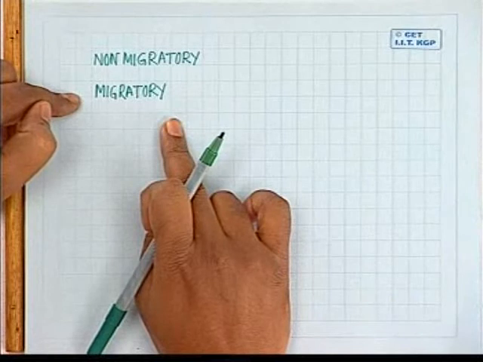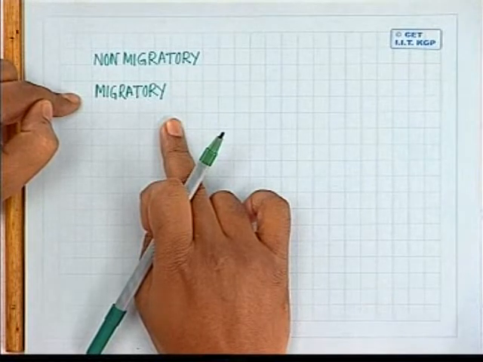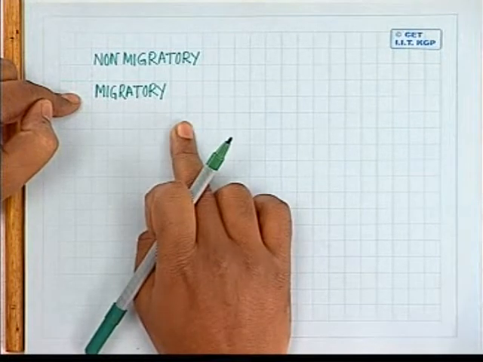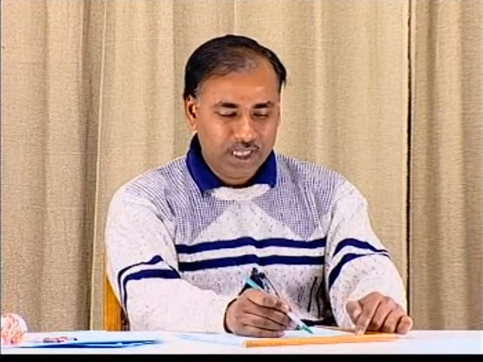In case of migratory, we can shift or migrate a process from one processor to another processor. So you can say that the non-migratory approach is static, whereas the migratory approach is dynamic, right? We'll see more on this in our next class.